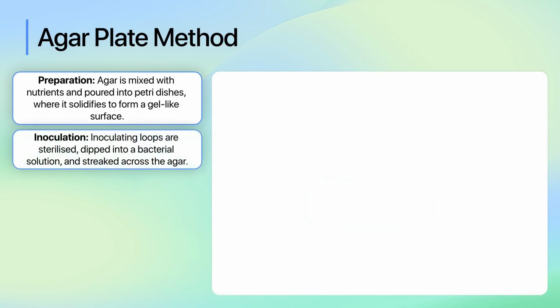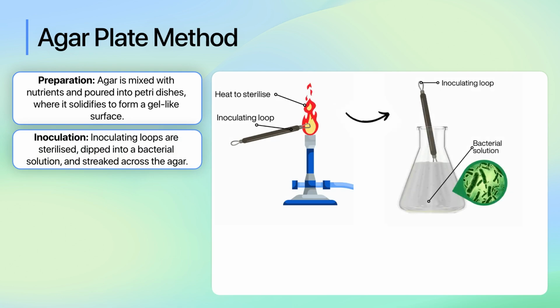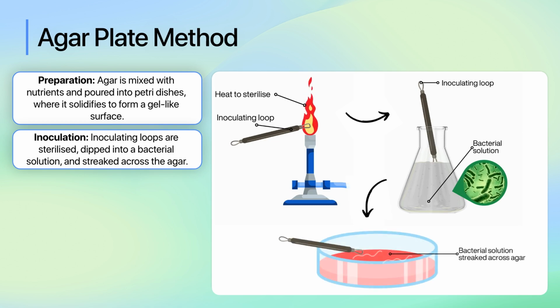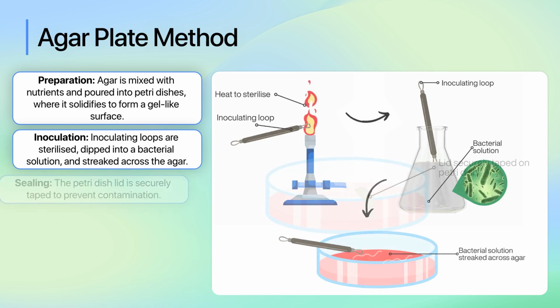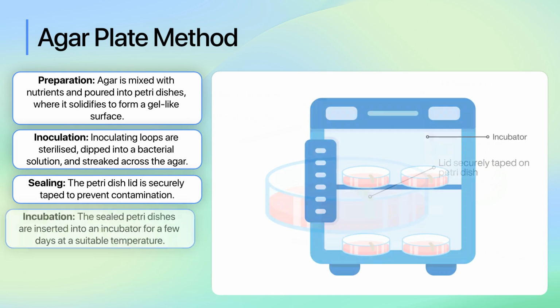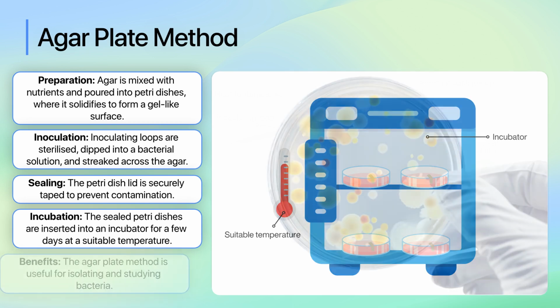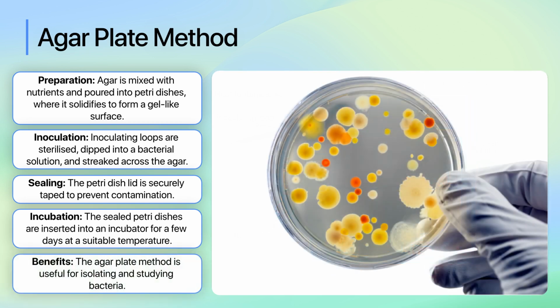To inoculate the medium, wire loops called inoculating loops are sterilized and dipped into a bacterial solution. They are then streaked across the surface of the agar to spread the bacteria. After inoculation, the Petri dish lid is securely taped to prevent contamination. Finally, the sealed Petri dishes are inserted into an incubator for a few days at a suitable temperature, allowing microbial colonies to grow on the agar surface. The agar plate method is advantageous for isolating and studying bacterial colonies. Individual colonies can be seen and identified, making this method essential for microbiological diagnostics.